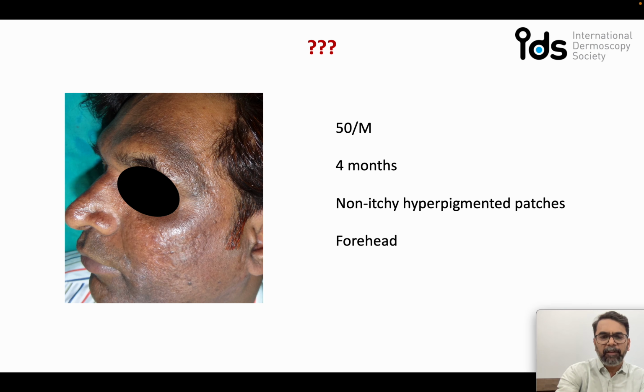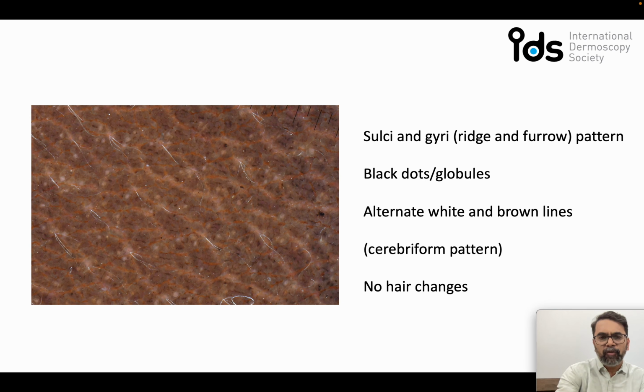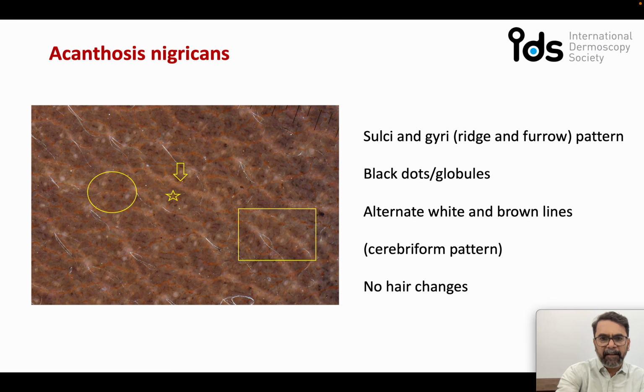This man presented with non-itchy hyperpigmented patches on the forehead since 4 months. Dermoscopy revealed sulci and gyri, which is also called ridge and furrow pattern. There were black globules and dots, and particularly alternate white and brown lines in the cerebriform pattern, and there were no hair changes seen in this image. So this was a case of acanthosis nigricans.